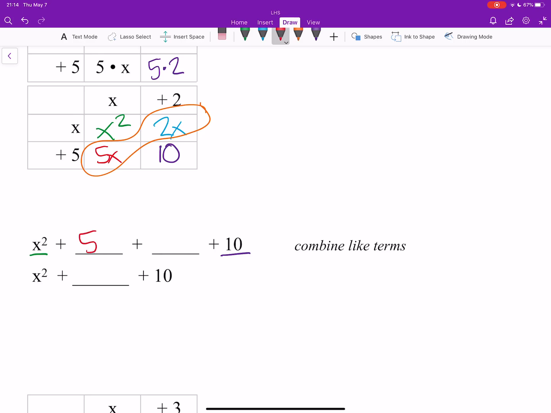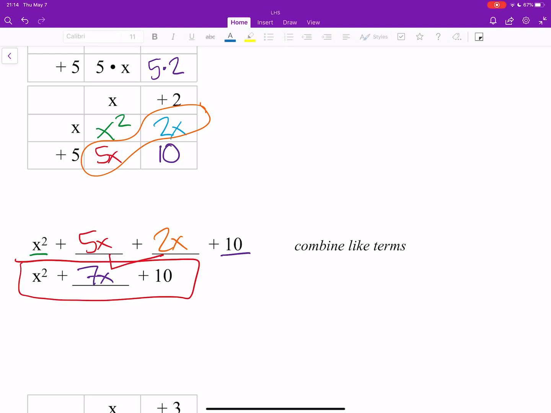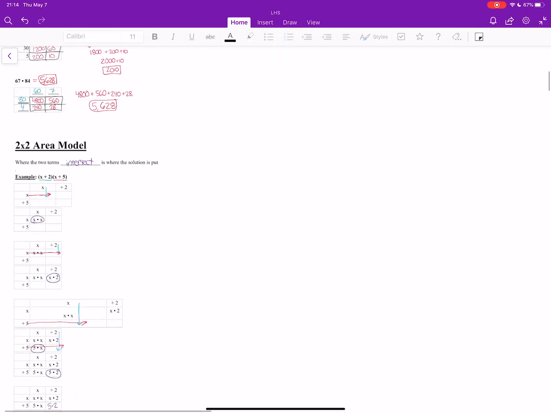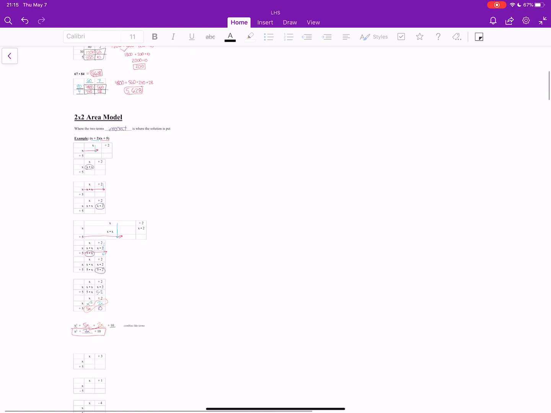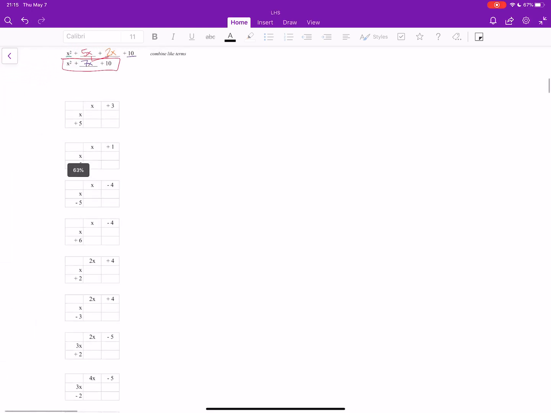So I can bring down 5x there, bring down 2x, and you can see the 2 terms in the middle are what's going to get added together. The 5x and the 2x are going to get combined, and they're going to get me 7x's in total. I said combine like terms there. So my final answer, as you can see, is this one that I'm going to box in red, x squared plus 7x plus 10. And that's what we get when we multiply the two binomials we started with at the very beginning, x plus 2 times the quantity x plus 5.